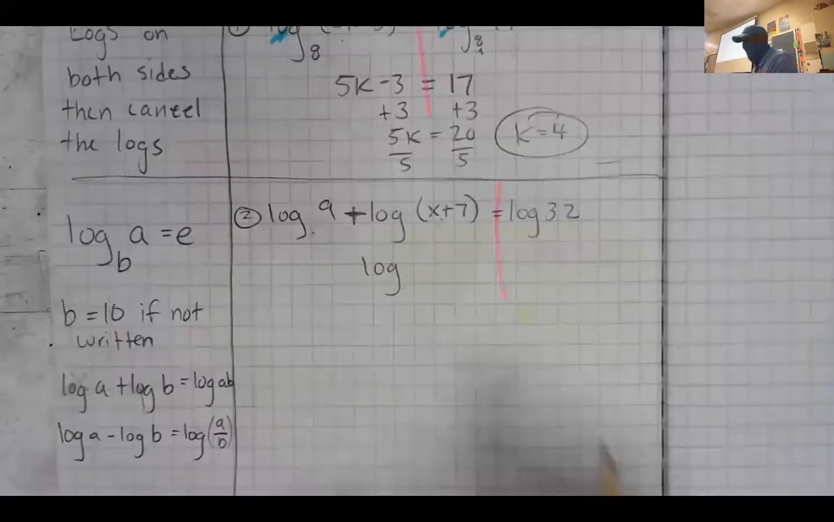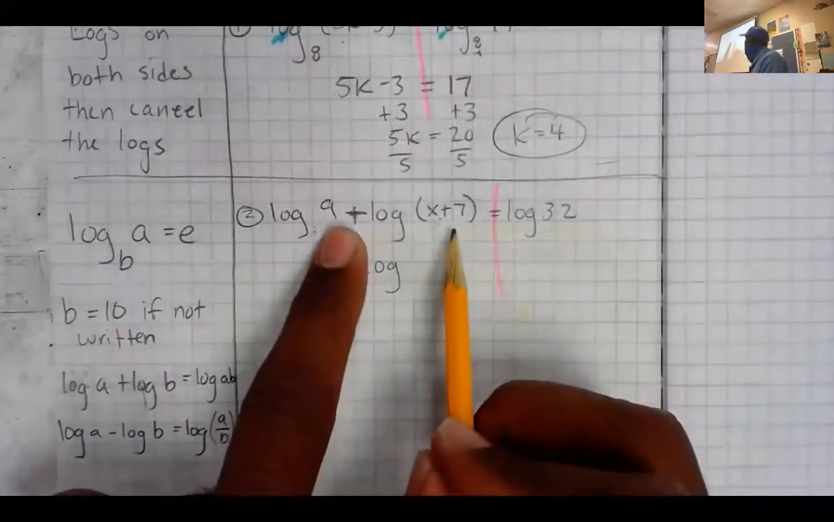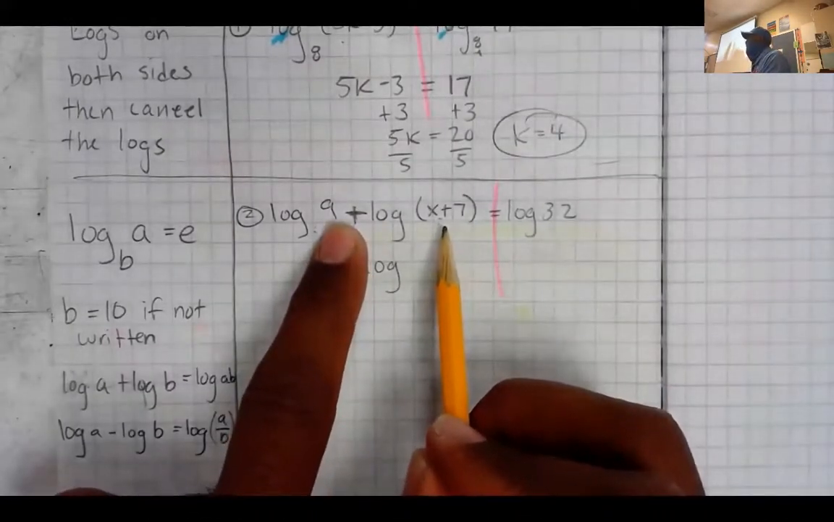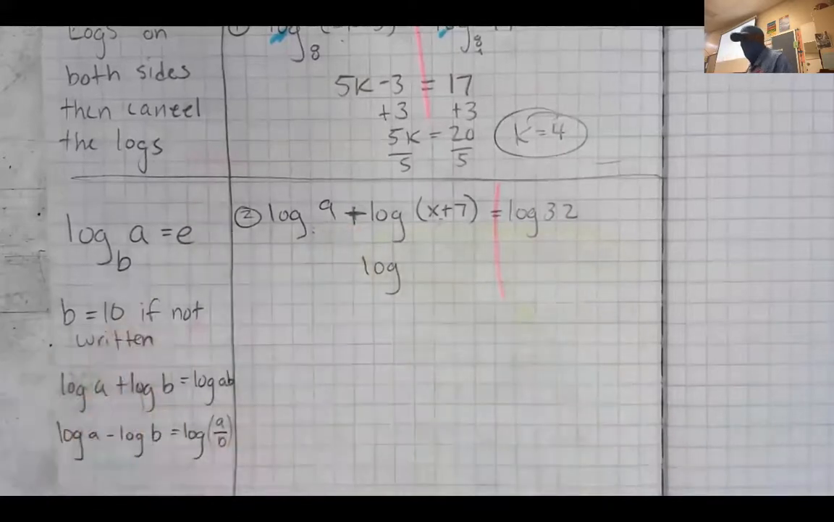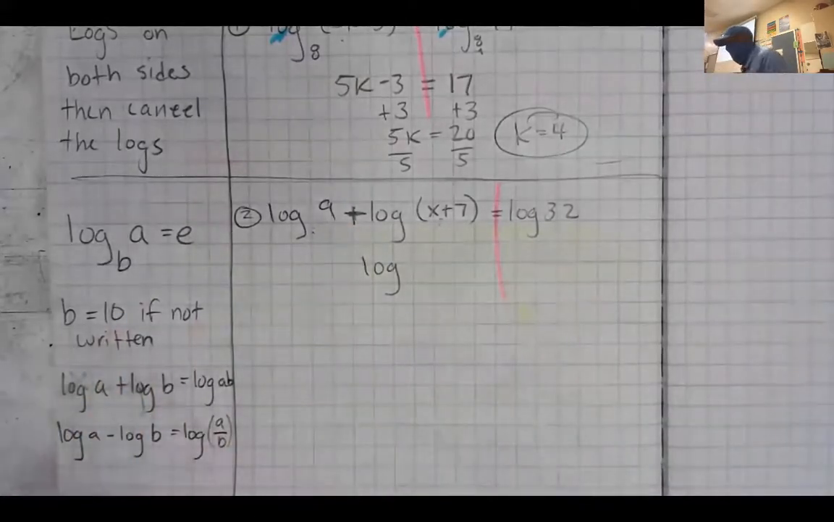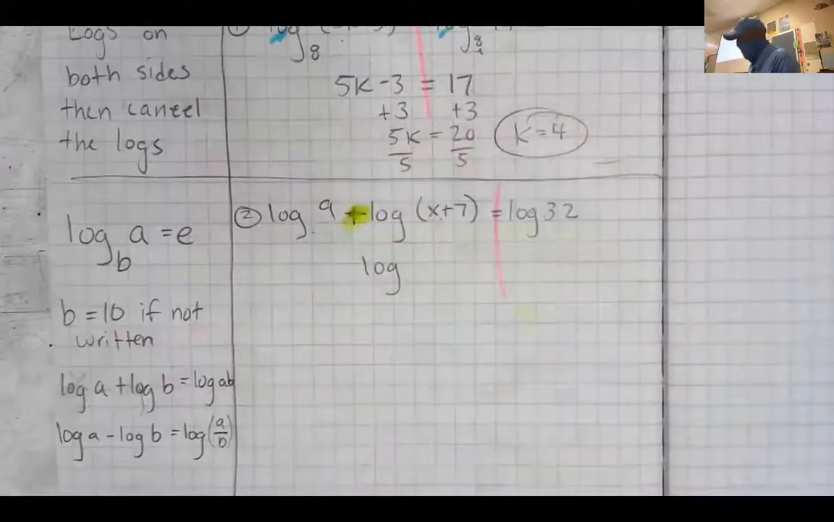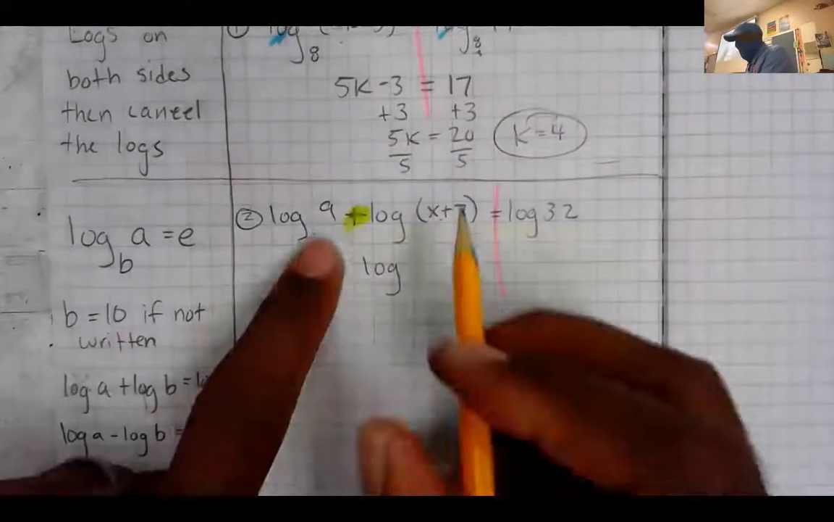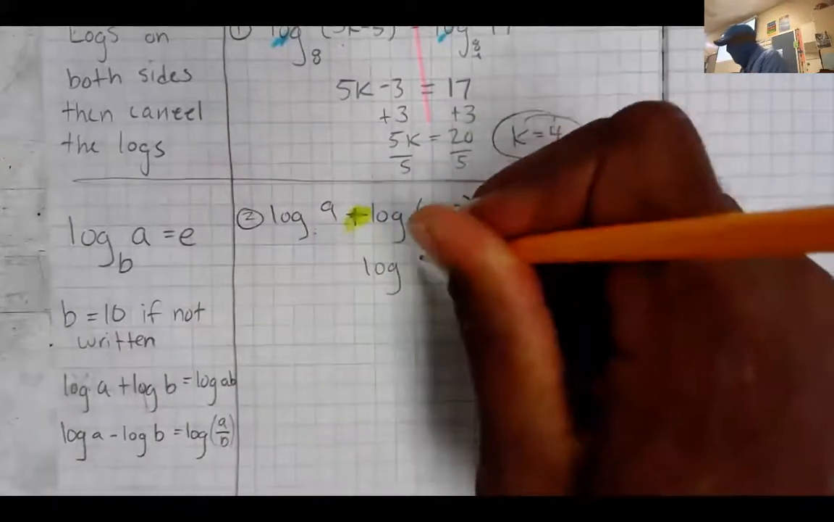Okay, so for this one, what are we going to do here? We're going to multiply these two or divide them? Multiply, because there's a plus right here. We're adding the two logs. So now it's 9 times x plus 7.